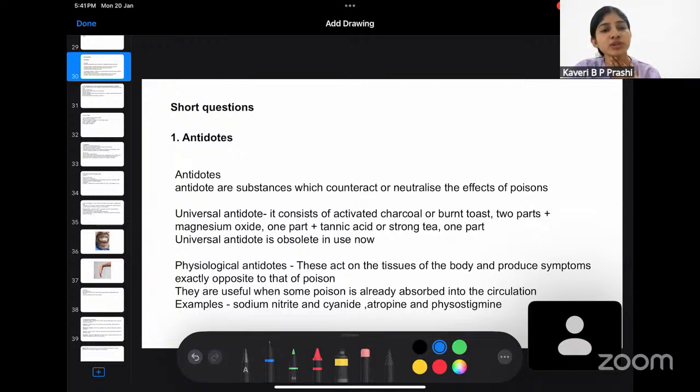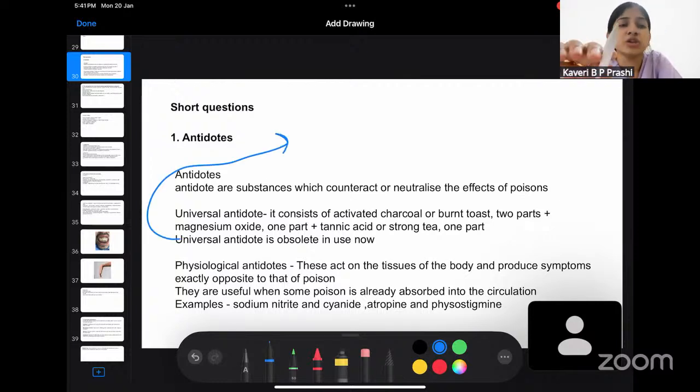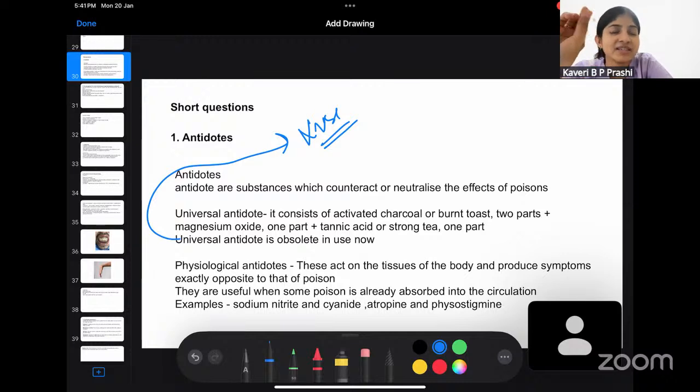So coming to the universal antidote, it consists of activated charcoal or burnt toast, 2 parts, plus magnesium oxide, 1 part, plus tannic acid or strong tea, 1 part. Universal antidote is obsolete now. This is only for the purpose of knowing, there is no use. This is what you have to understand before you study this part. But if you write about universal antidote, you tend to get an extra mark. Therefore, for the purpose of theory, you try to remember.